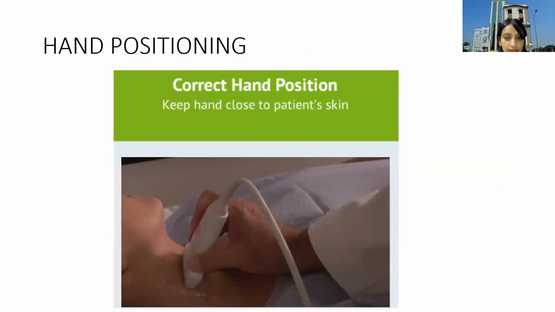So hand positioning, we should know that the hand position is very important. As seen in this particular diagram, when we hold the probe, we will be holding it with two fingers, our thumb and the index finger, and the rest of the three fingers will be rested on the patient's body.